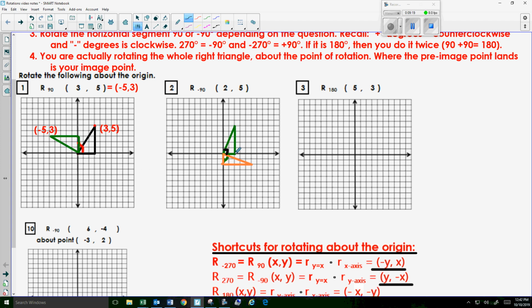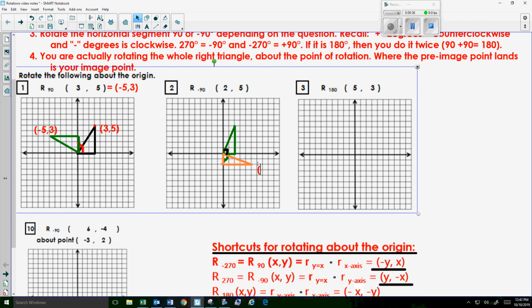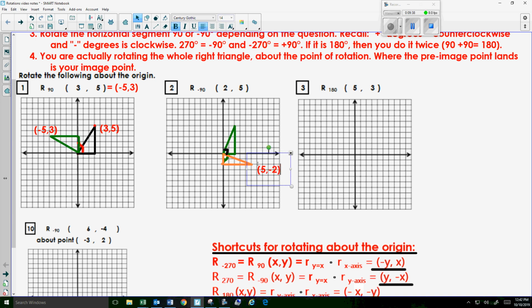If I went from here, I already did that one. Okay. So any corresponding point to its corresponding point, center of rotation, 90 degrees. All right, so what is this point right here? 1, 2, 3, 4, 5, comma, negative 2. So our answer is 5, comma, negative 2.